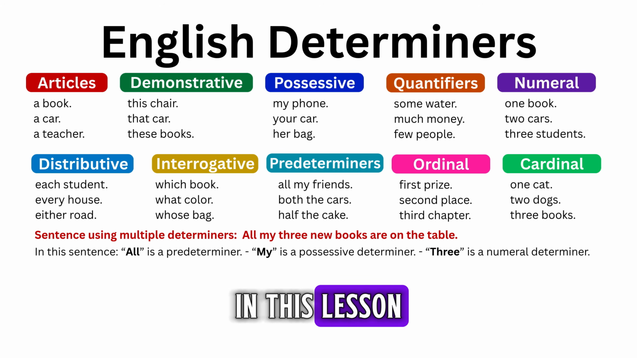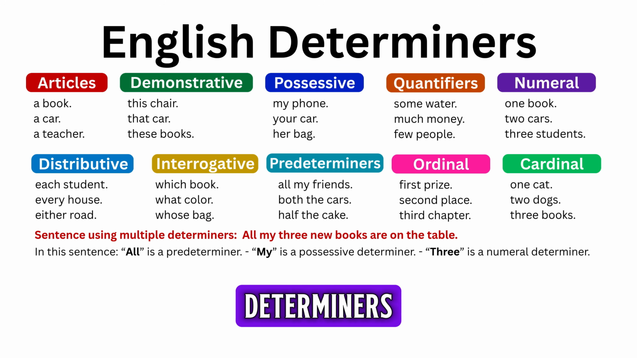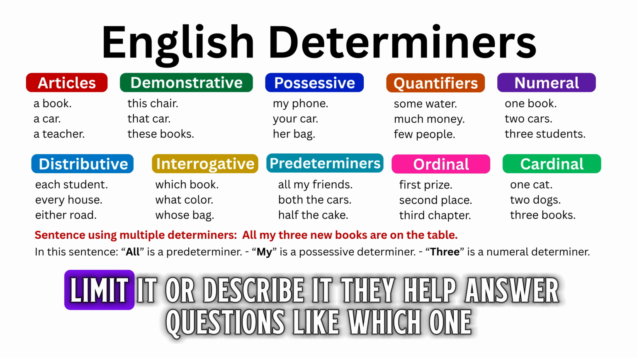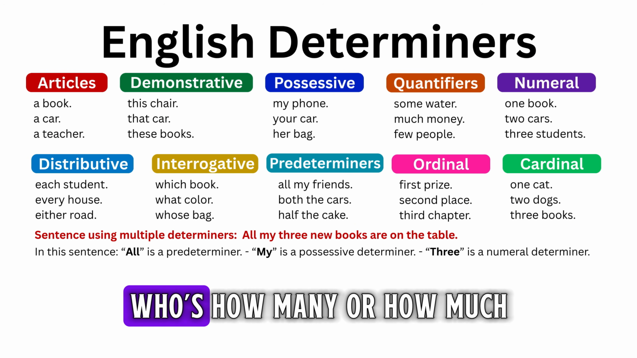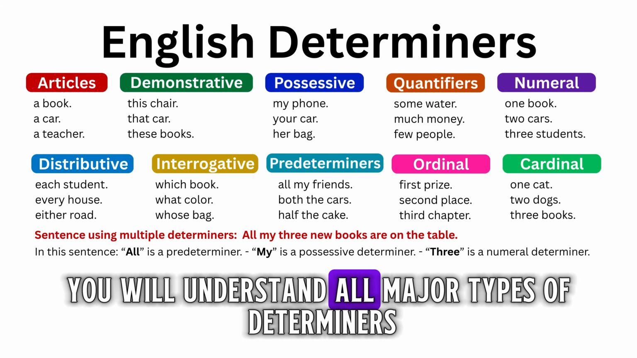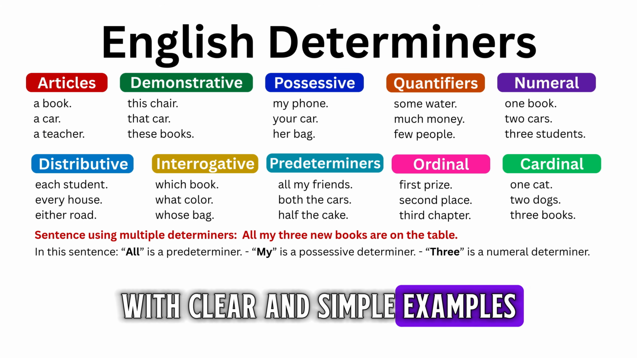In this lesson, we will explore one of the most important topics in English grammar, determiners. Determiners are words that come before a noun to identify it, limit it, or describe it. They help answer questions like which one, whose, how many, or how much. By the end of this lesson, you will understand all major types of determiners with clear and simple examples.